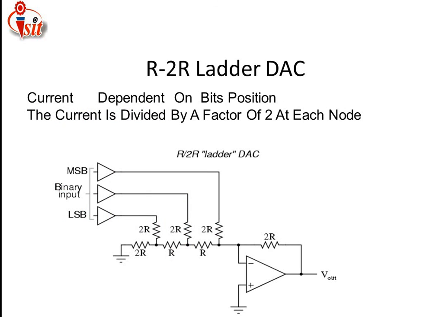Then along with this, in the R-2R ladder DAC, that means digital to analog converter, the current depends on the bit position. The current is divided by a factor of 2 at each node. That means the current is divided by a factor of 2 in the R-2R ladder DAC. Here the current depends on the bit position.